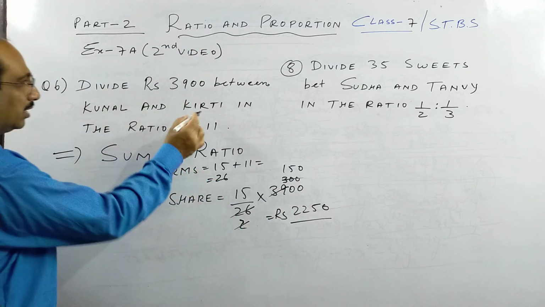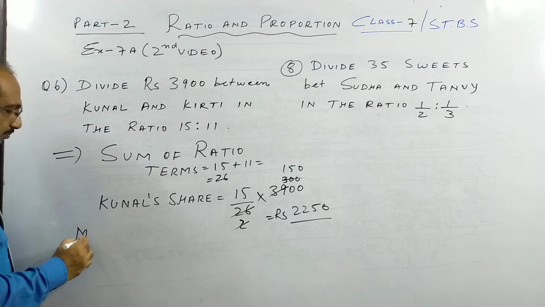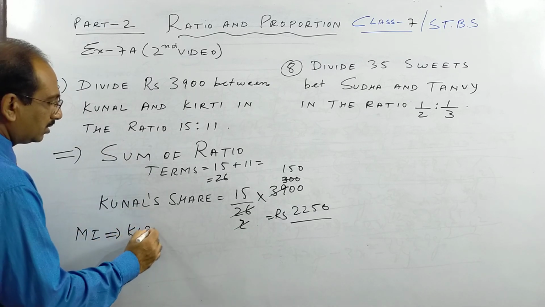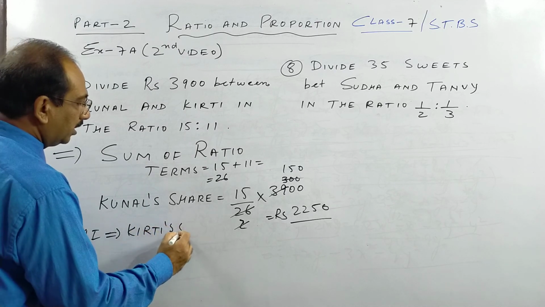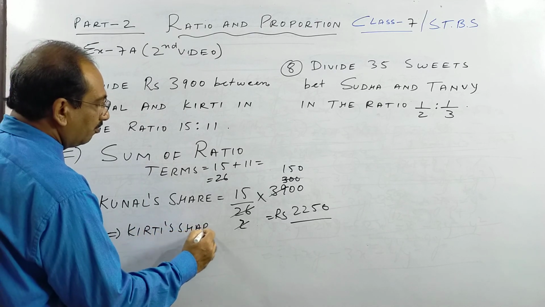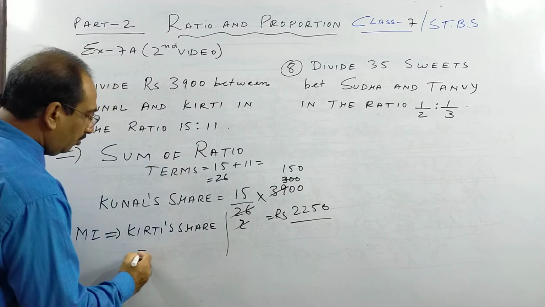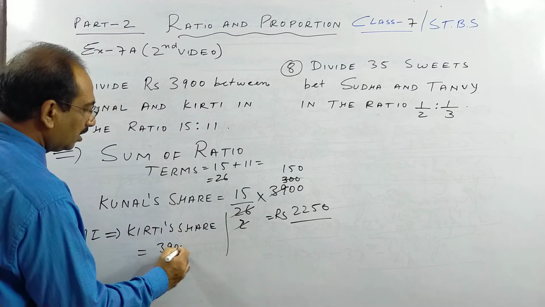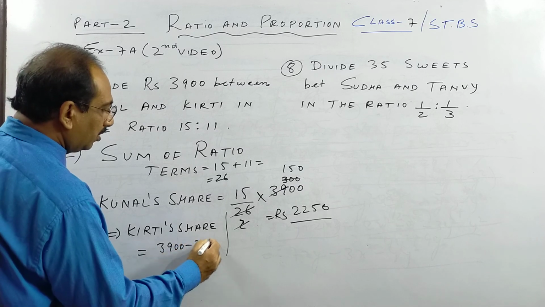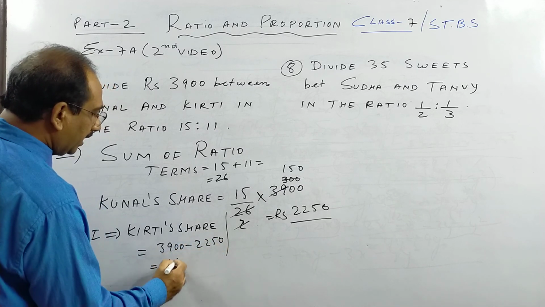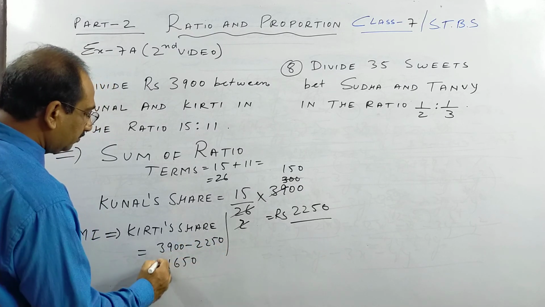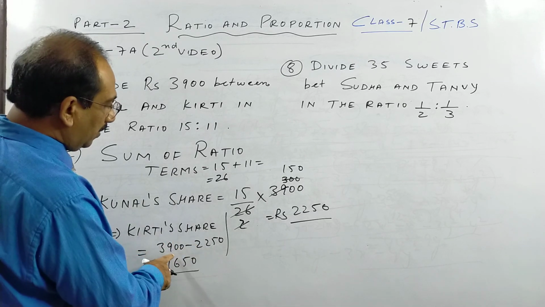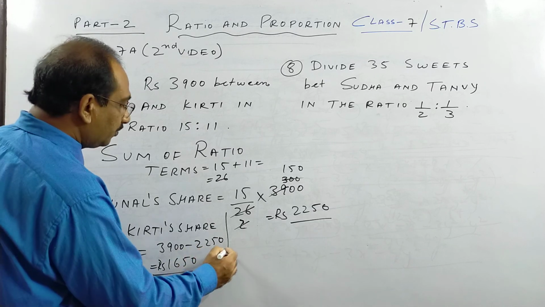Now to get Kirti's share, there are two ways. Method 1: Kirti's share will be the total you have got minus what Kunal got. If you subtract, I think you will get this, children, 1650. Now this was method 1.